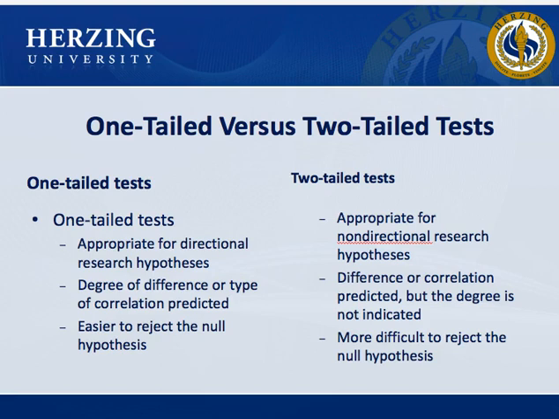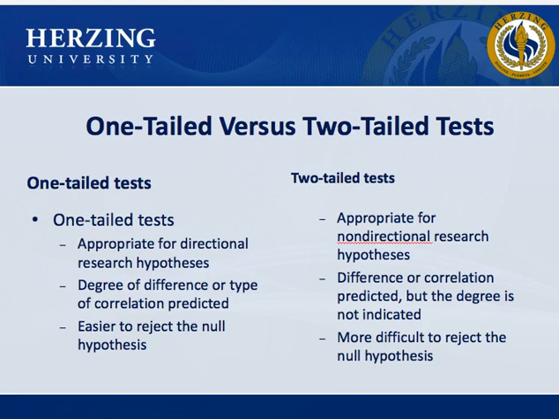Research hypothesis may be stated in a directional form, which is the degree of difference or type of correlation that is predicted, or in a non-directional form, in which a difference or correlation is predicted, but the degree of difference or type of correlation is not indicated. If the researcher has stated a directional research hypothesis, it is appropriate to use a one-tailed test of significance. One-tailed tests seek differences or correlations in only one tail of the theoretical sampling distribution.